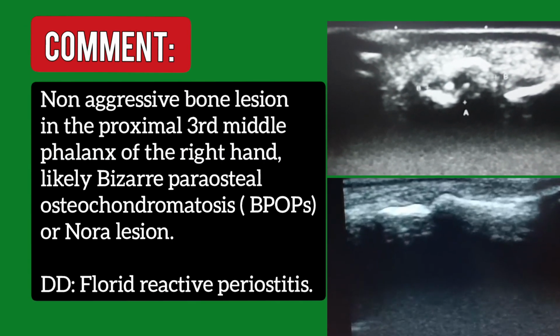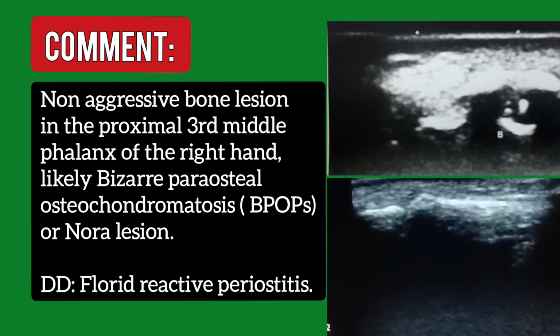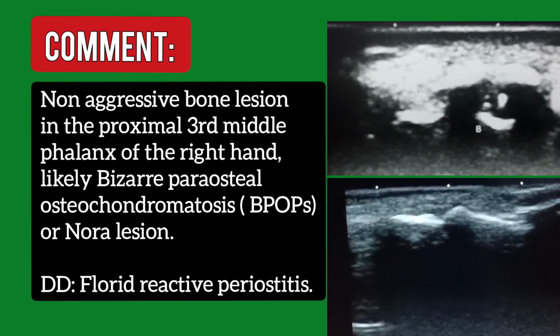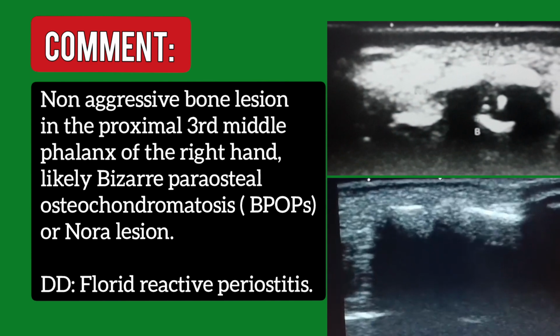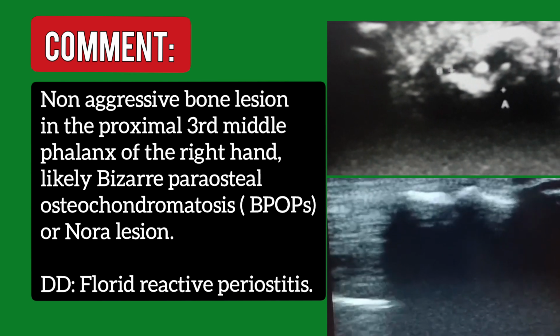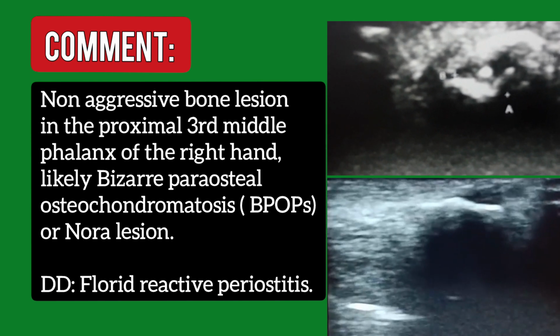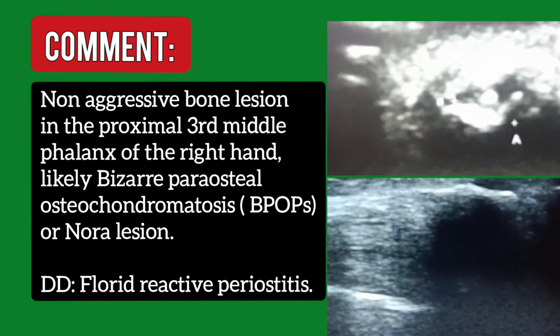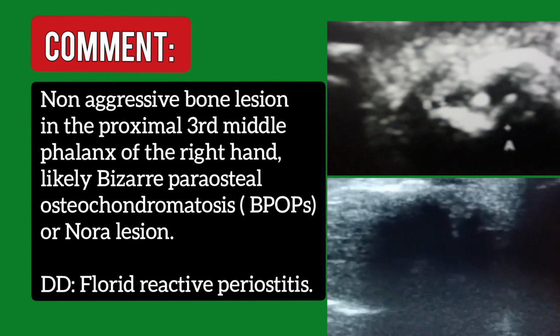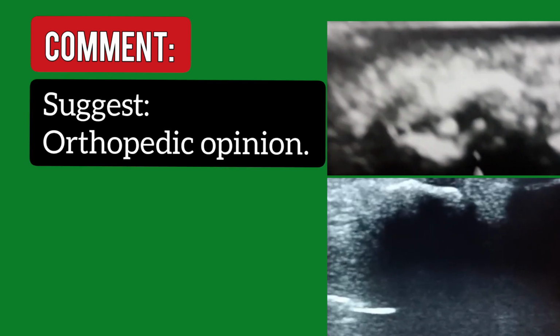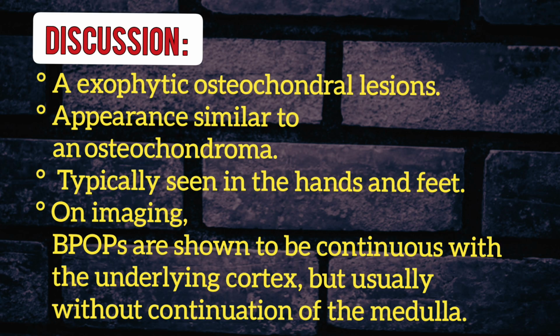Comment. Ultrasound and X-ray findings are in keeping with a non-aggressive bone lesion in the proximal third of the middle phalanx of the right hand, likely bizarre paraosteal osteochondromatosis (BPOP) or Nora lesion. DD: Florid reactive periostitis. Suggest orthopedic opinion.